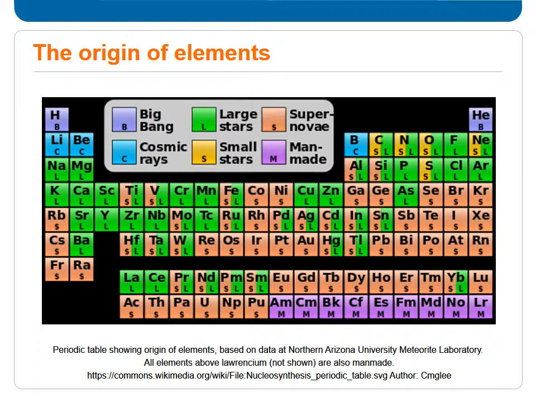Here is a periodic table of the elements showing the process that created them. The Big Bang event produced the hydrogen and helium of the universe. In physical cosmology, Big Bang nucleosynthesis, also known as primordial nucleosynthesis, produced lithium and beryllium in the early universe.